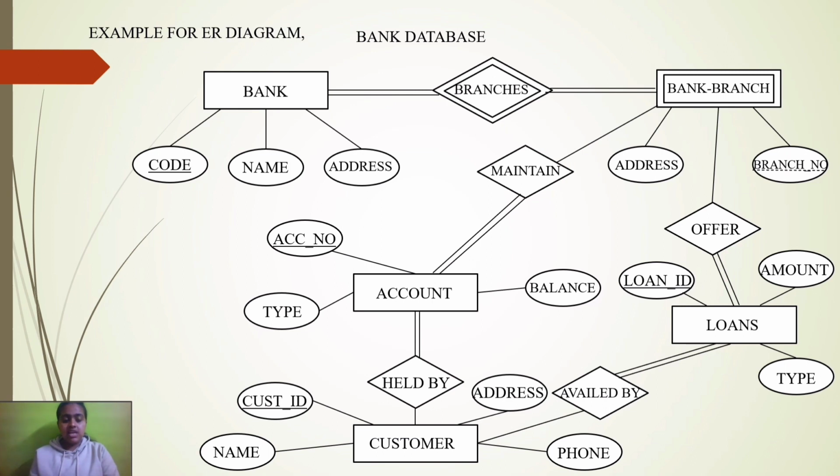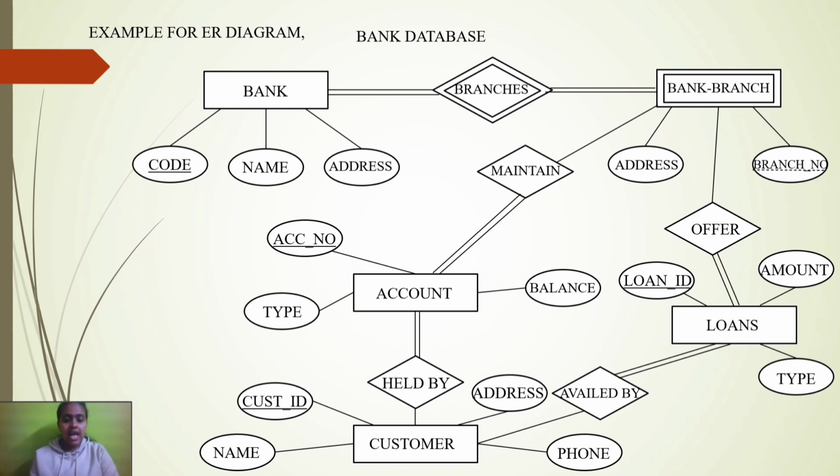Now we will see an example for ER diagram using the bank database. In this database, there are 5 entities: bank, bank branch, account, customer and loans. Bank branch is a weak entity and others are strong entities. Branches is a relationship which is an identifying relationship between the bank and the bank branch which has total participation, which is represented using a double line.